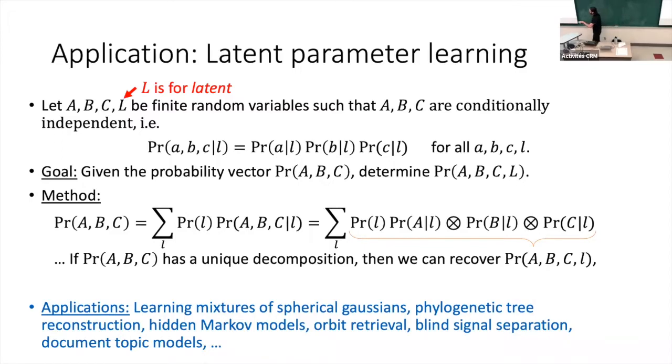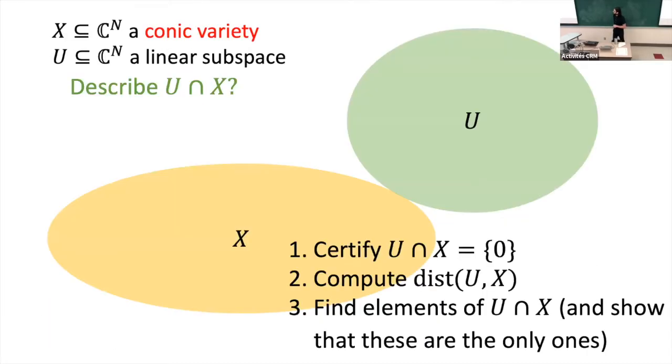And if this probability vector has a unique rank decomposition, that means there is a unique latent random variable with the minimum number of outcomes that gives rise to this probability vector of A, B, and C. Usually you want these to be continuous random variables and things get more complicated, but this is the basic idea behind a lot of applications in machine learning of finding and certifying that a tensor decomposition is unique. Any questions?